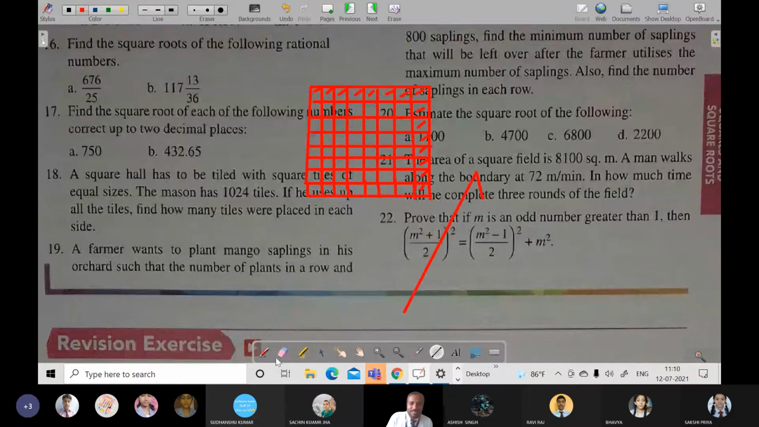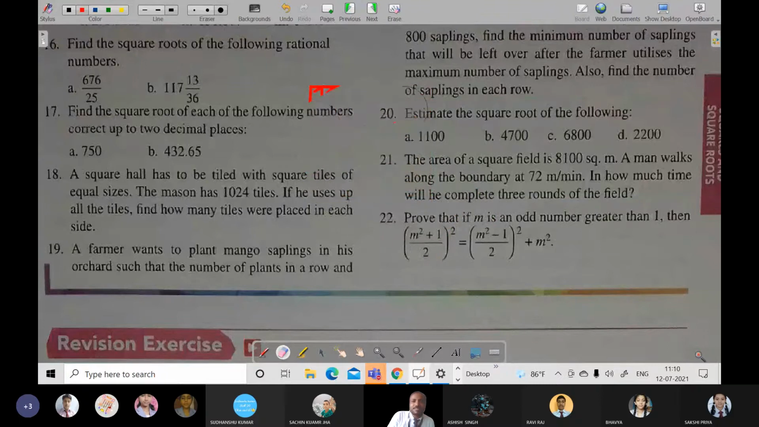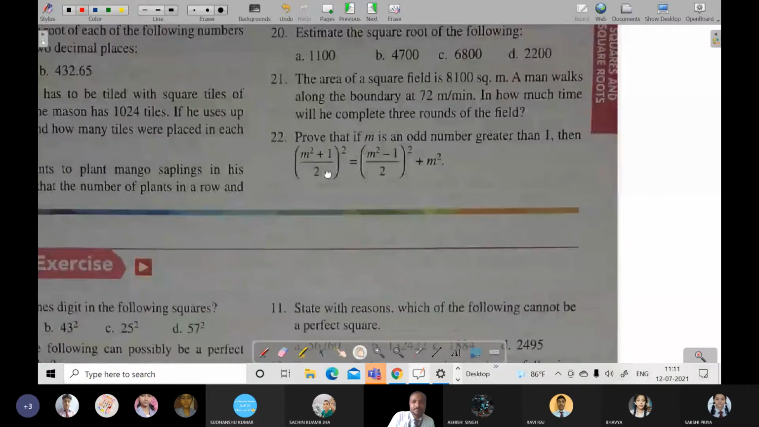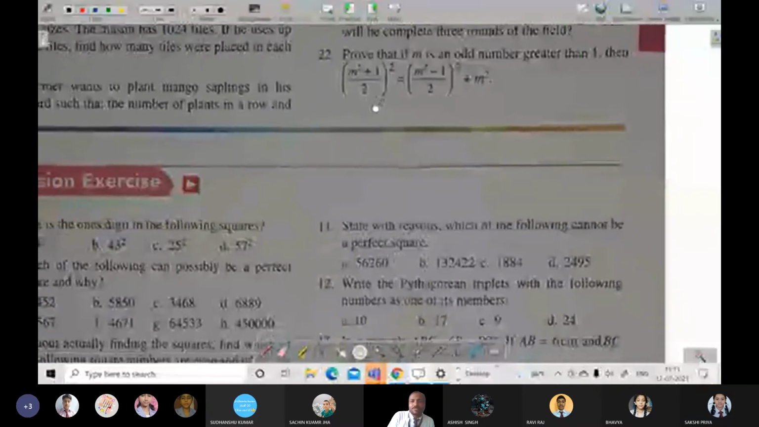Now after this, someone was saying which number? Sakshi was saying, yes, 22 number. Is it, Sakshi? Yes, sir. Okay, so let's see question number 22.